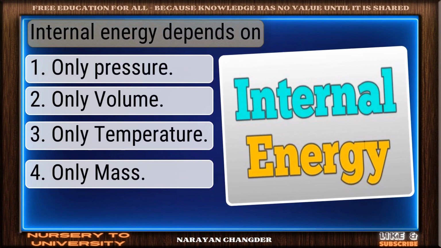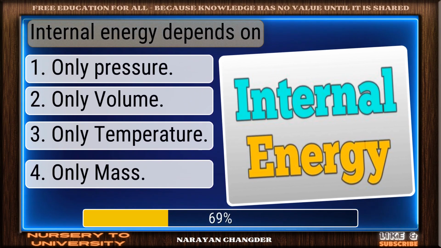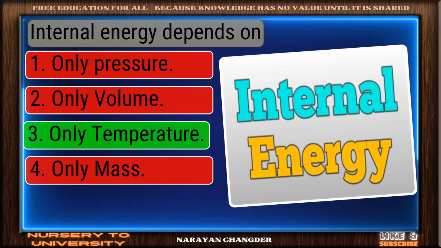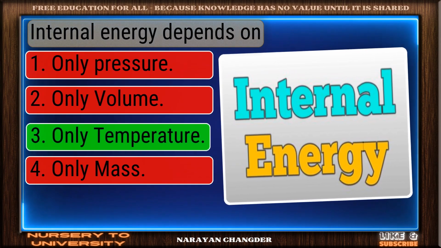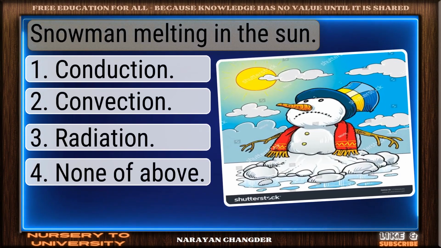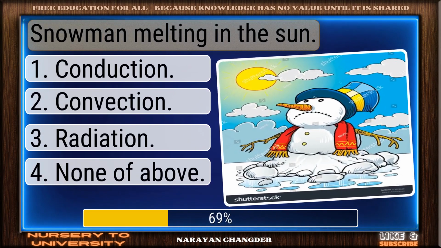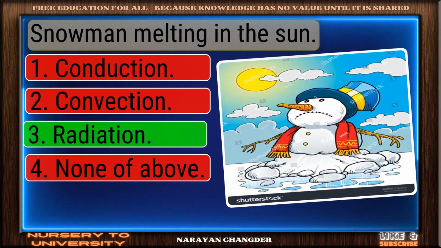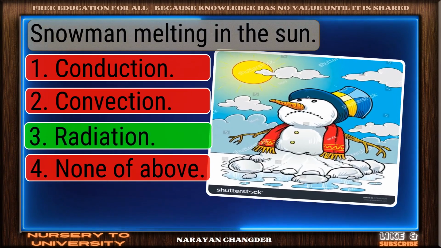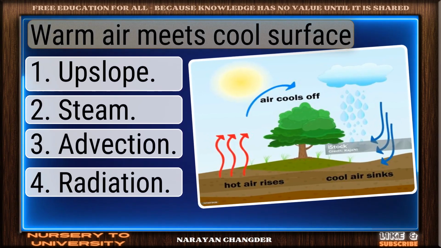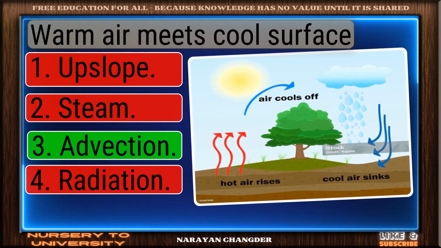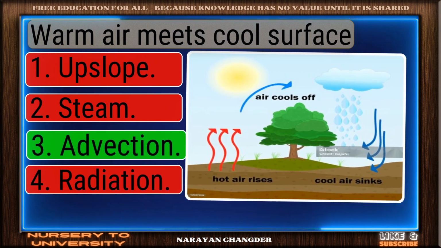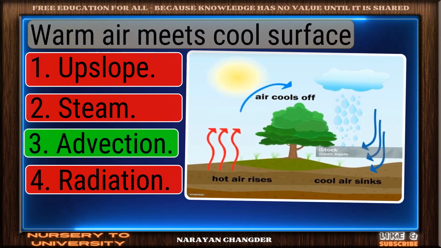Internal energy depends on. Nice selection. Only temperature is the correct and valid answer. Snowman melting in the sun. You're right. Radiation is the correct answer. Warm air meets cool surface. Smart move. Advection is an accurate answer.